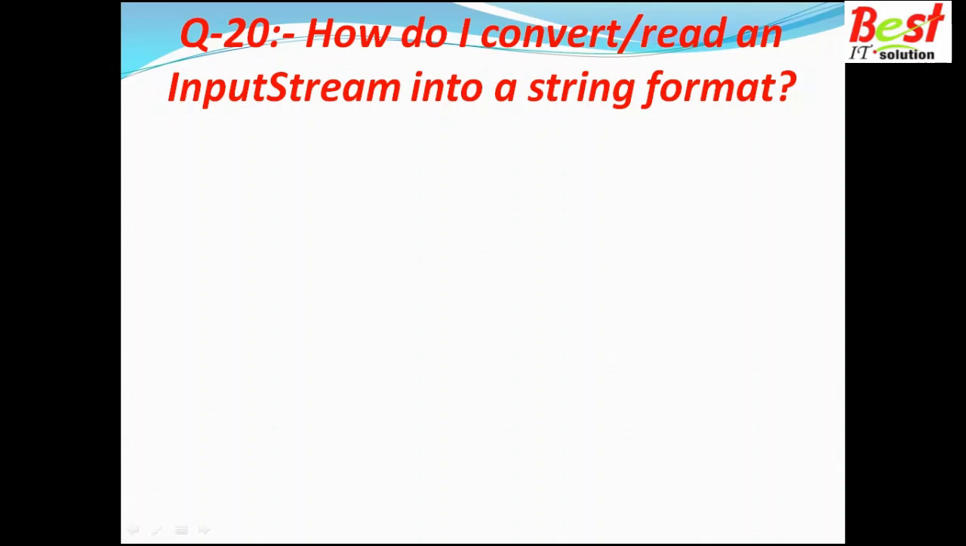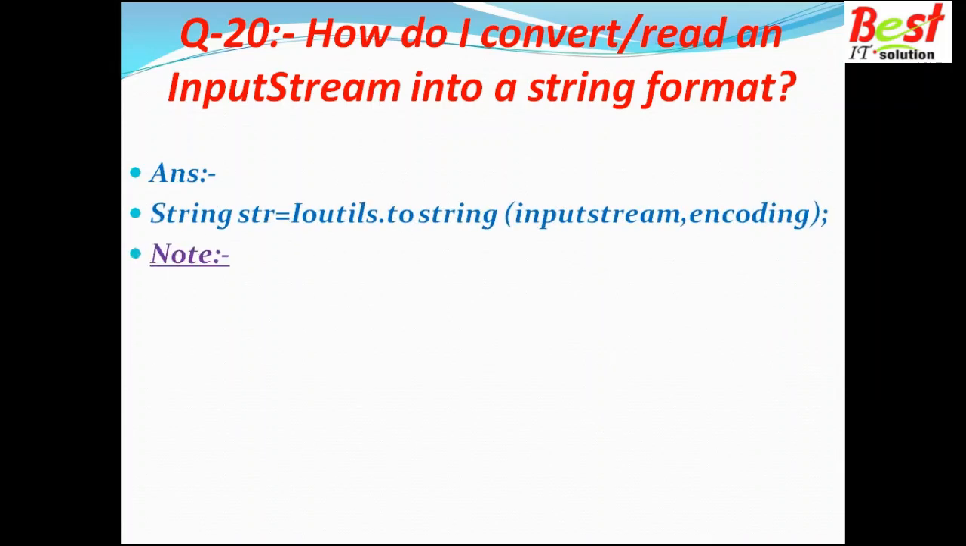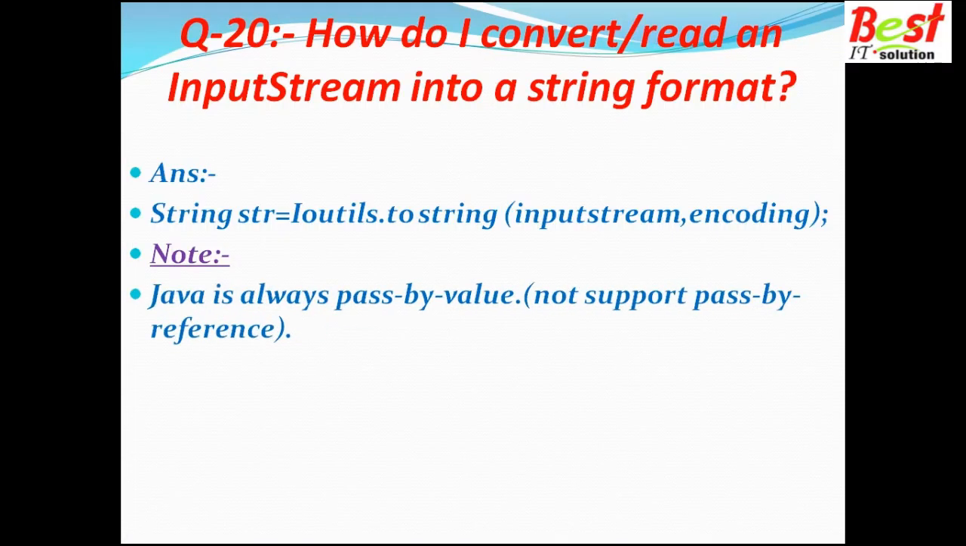The next question is, how do I convert or read an input stream into a string format? Simply, there is IOUtils. With the help of this IOUtils class, we can call the method IOUtils.toString and pass the input stream and encoding. Java is always pass by value; it does not support pass by reference.